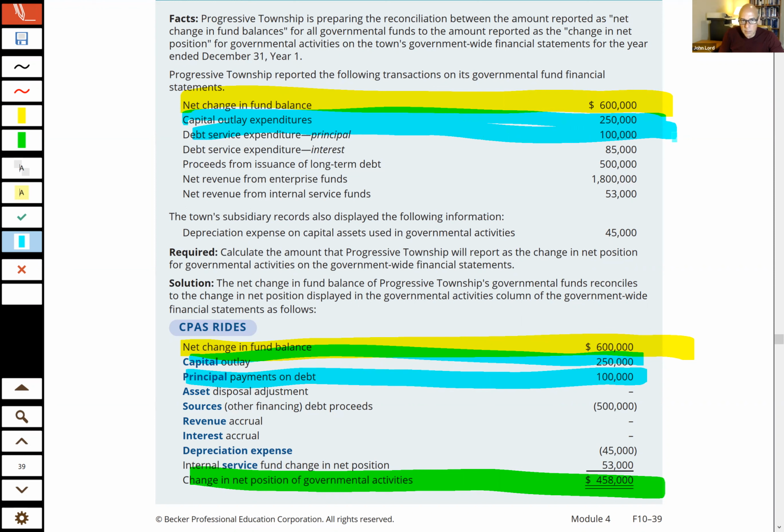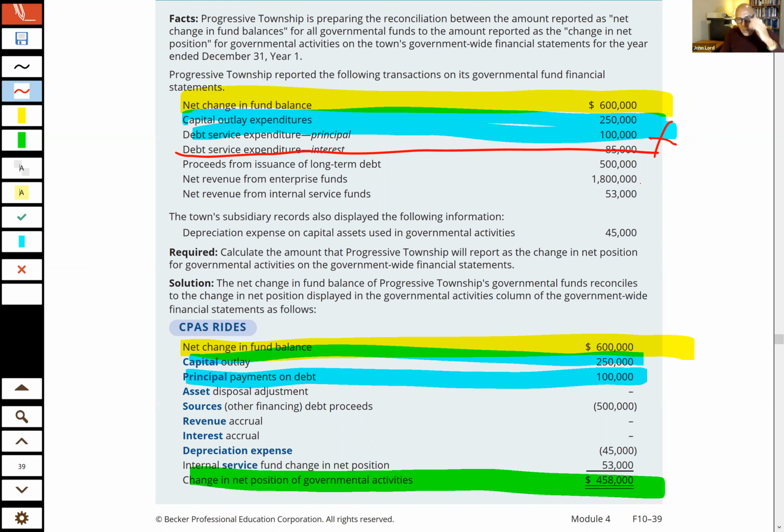You debit the liability, don't you? Not expenditure. Okay, so we have to add that back. Very important, guys, right here. Do not do anything with the interest. The interest is an expenditure both under modified accrual and full accrual. So we ignore that, okay?